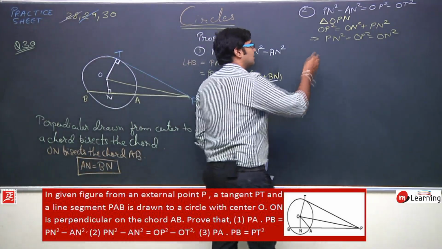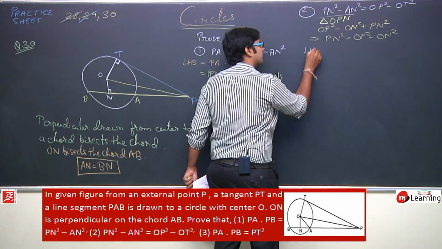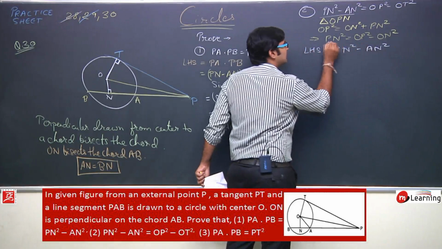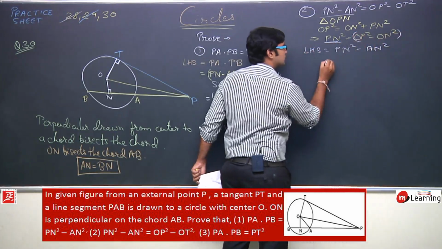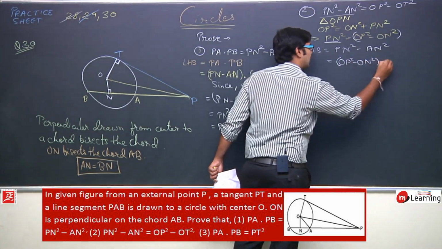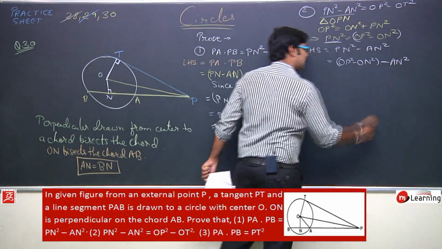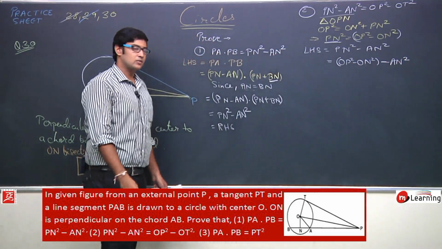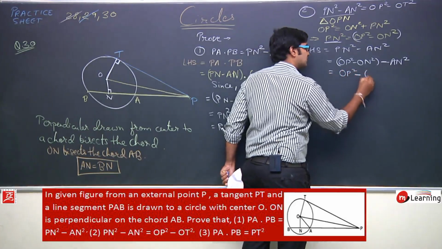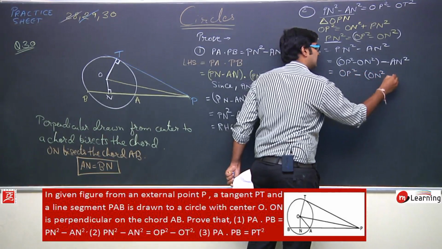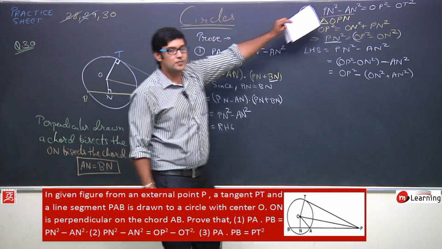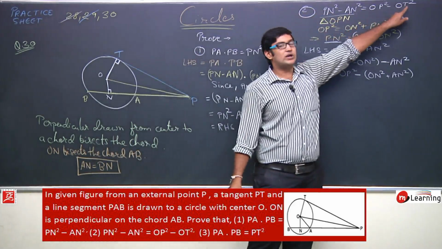So analyze this LHS. LHS is PN square minus AN square. In place of PN square, I can write OP square minus ON square, and minus AN square as it is. Now this is OP square minus the bracket ON square plus AN square. I can write it like this. I have got the term OP square. Now I just need the term OT square.